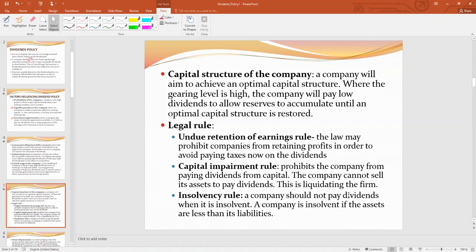But in case you're still in operation, then you cannot pay the dividend if there's no earnings. You can't borrow money to pay the dividend. And then you have what is called the insolvency rule. The insolvency rule. Now, what does this mean, insolvency?